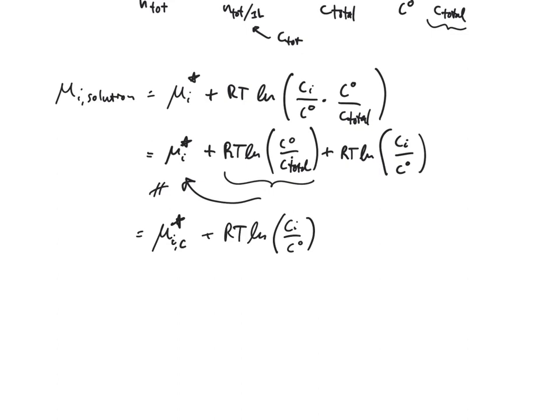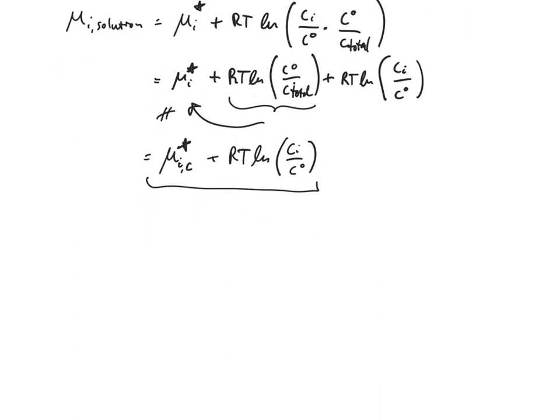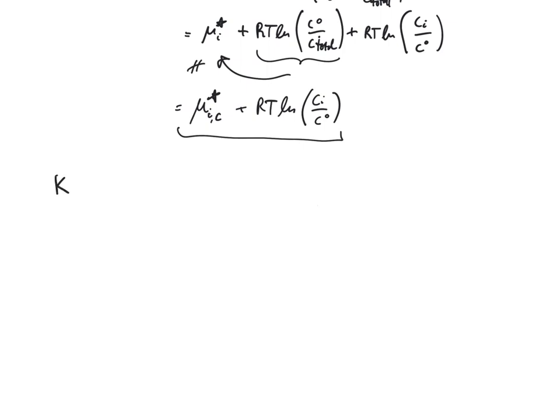Now, the book's not very clear about this. The book just sort of jumps straight to this one right here without explaining where the C naught comes from. But this is the correct process for getting that expression for the chemical potential. Well, now that we have that, we can write down an equilibrium constant here.